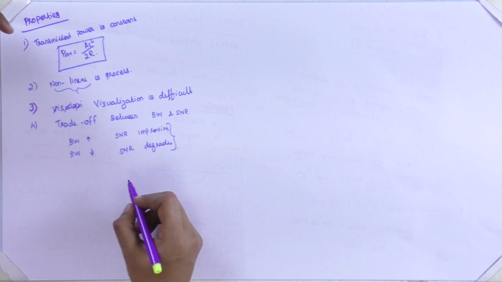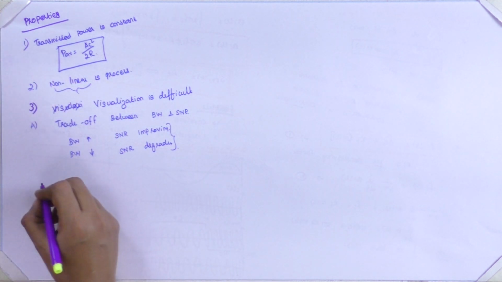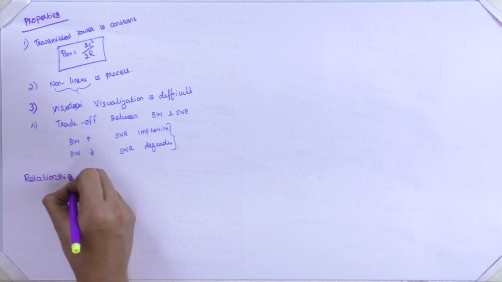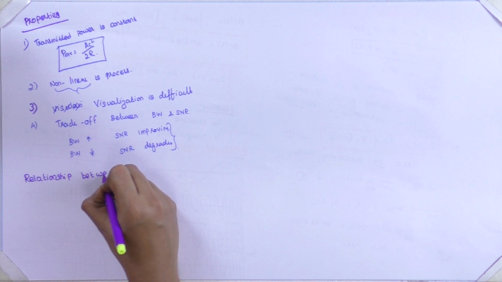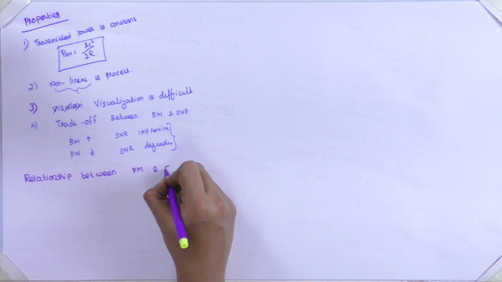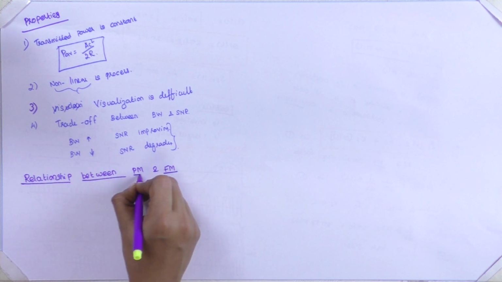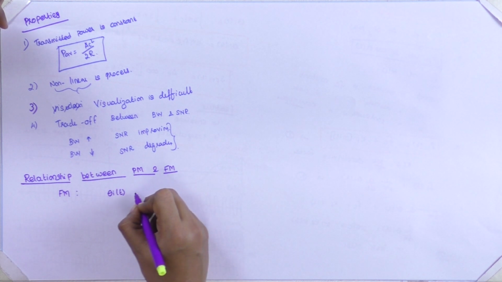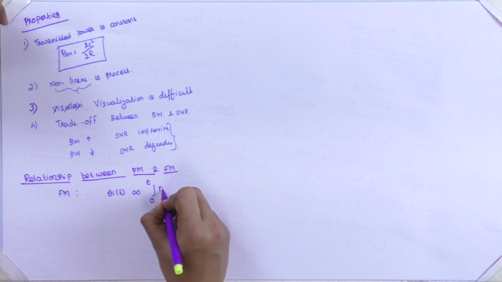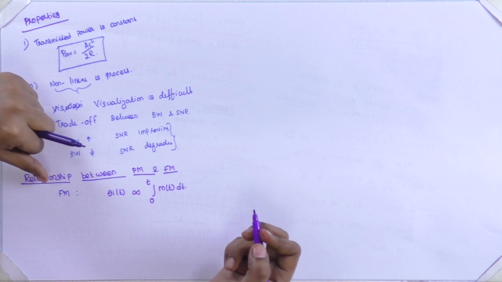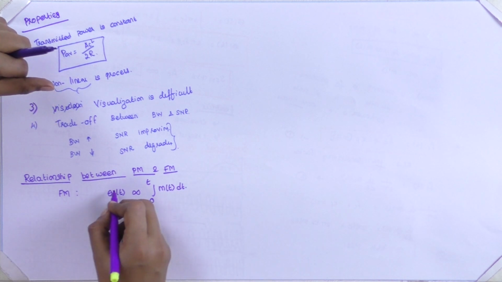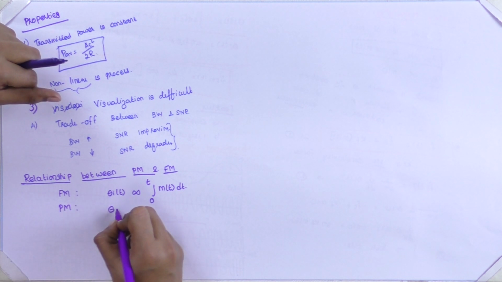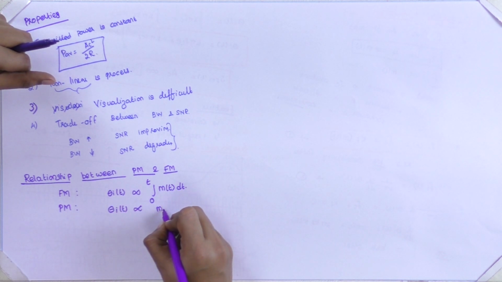Next we will move on to the relationship between PM and FM waves. From the definition we have seen what FM is. In FM, the instantaneous phase theta i is proportional to the integral from 0 to t of m of t dt. From the time domain expression we can directly write that instantaneous phase is directly proportional to the integral of our message signal. In PM, theta i of t is proportional to m of t.